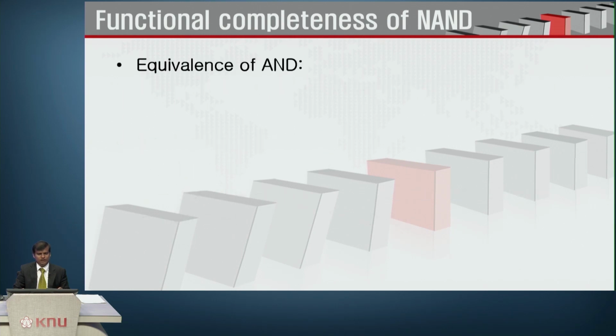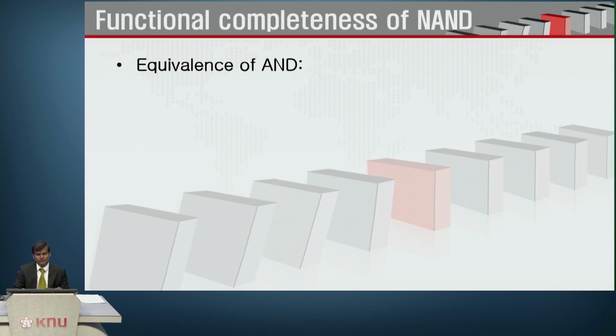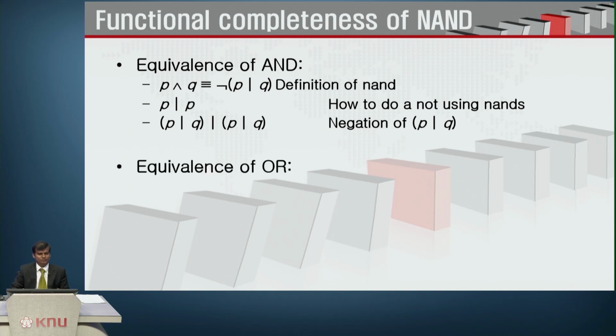So here what we have seen is the equivalence using NOT. Now you can see the equivalence using AND. P AND Q is equivalent to the negation of P NAND Q. So the thing is (P NAND Q) NAND (P NAND Q). So that's the negation of P NAND Q.